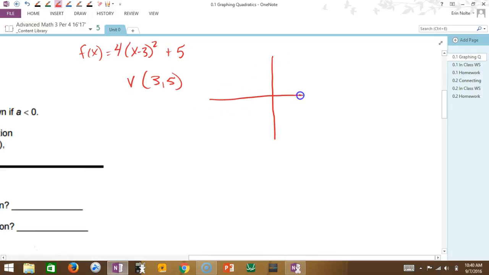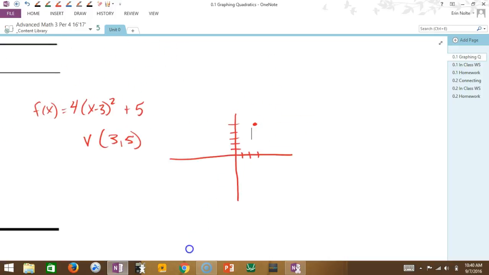Okay, I can draw that on a graph. So draw a little graph. 3, 5. 1, 2, 3. 1, 2, 3, 4, 5. Okay, so next question. Is this going to be an upward parabola or down? How do we know? Positive A. Okay, and the 4 is going to make it skinny or fat? Skinny one, right? It's going to get skinnier.